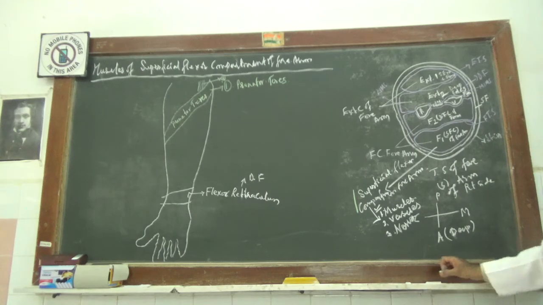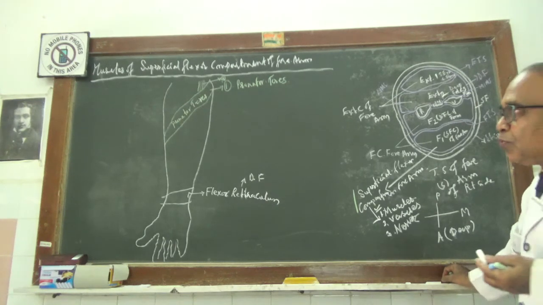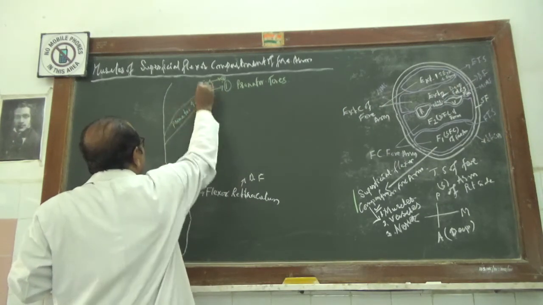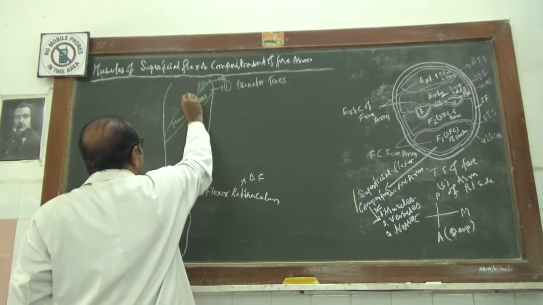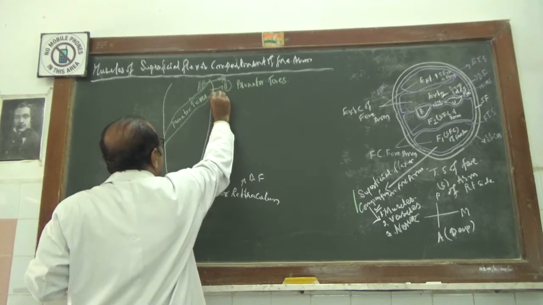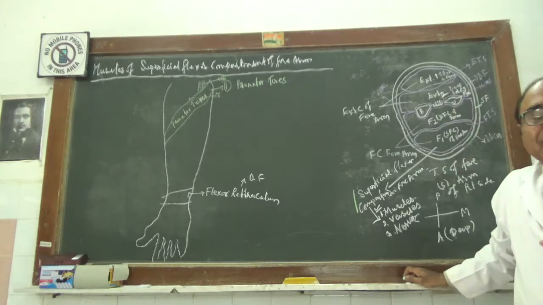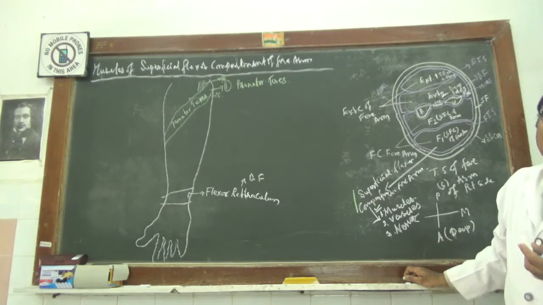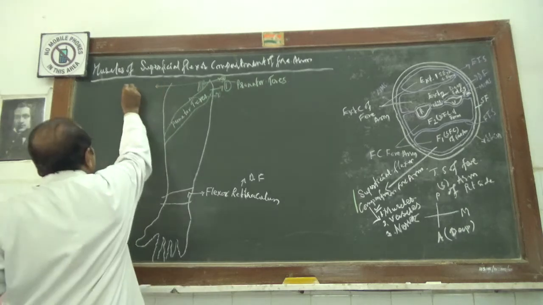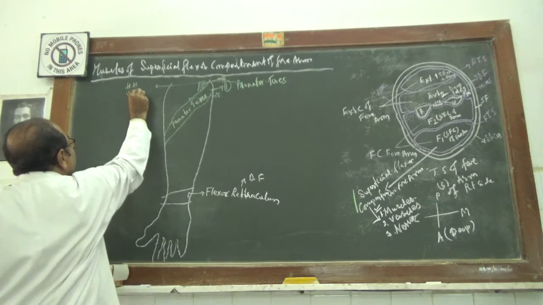So this pronator teres is a muscle which will form the medial boundary of the cubital fossa by its lateral fibers. Now this pronator teres has two heads in it. One is said to be the humeral head, and another is the ulnar head.